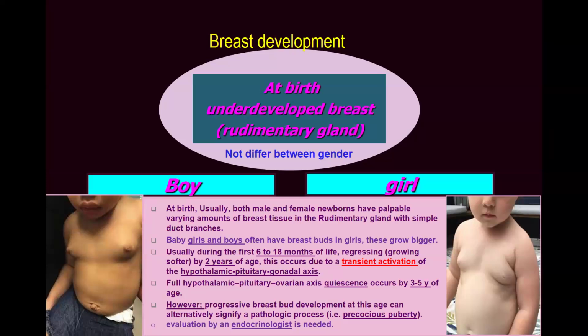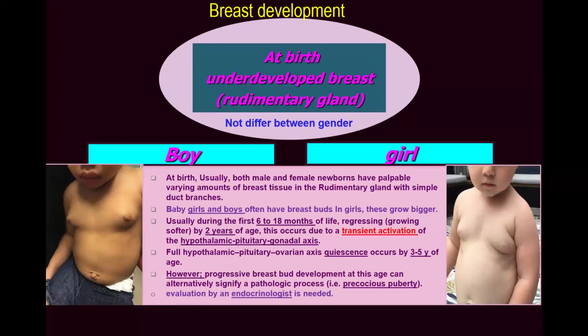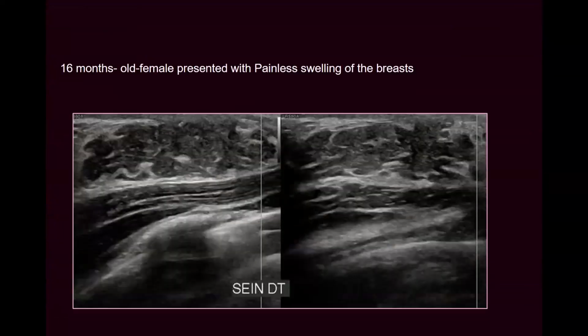If it persists or progresses by the age of 3 to 5, we have to consider it as pathological, and we have to exclude things like precocious puberty, and it warrants endocrinologist and endocrine evaluations, okay? And this is usually a little bit more in girls rather than boys.